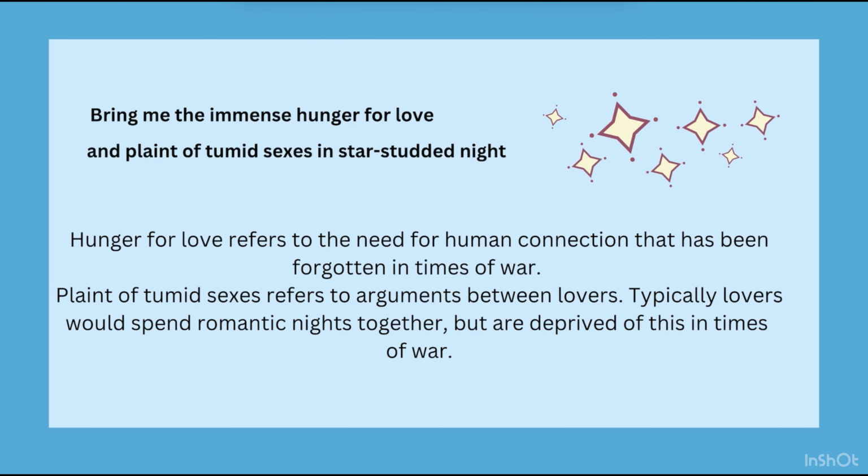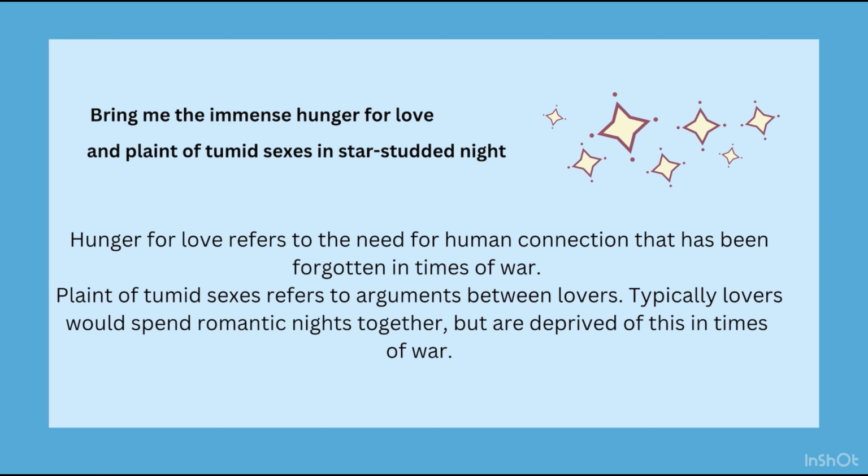Line 5 says, "Bring me the immense hunger for love." Hunger for love refers to the natural human connection that is now missed. This phrase emphasizes that they were so consumed by the fight for liberation that their love and human connection were even neglected. Line 6 says, "And the plaint of tumid sexes in star-studded night."